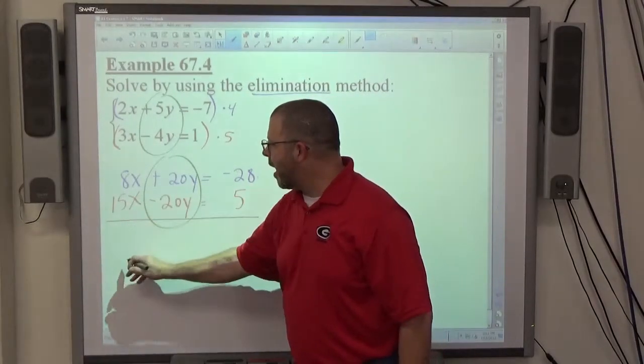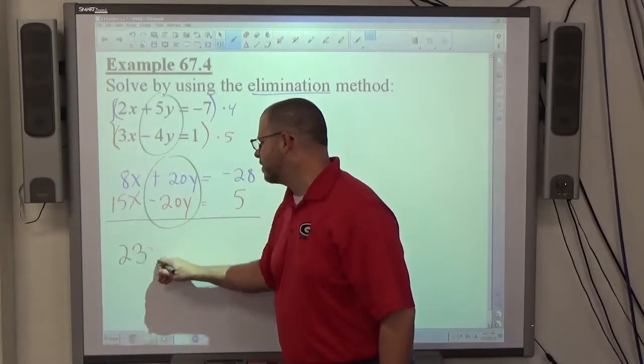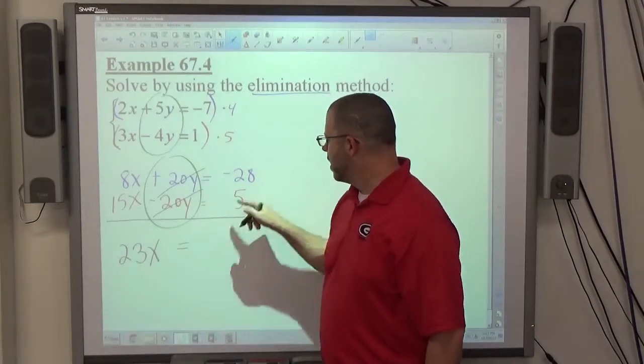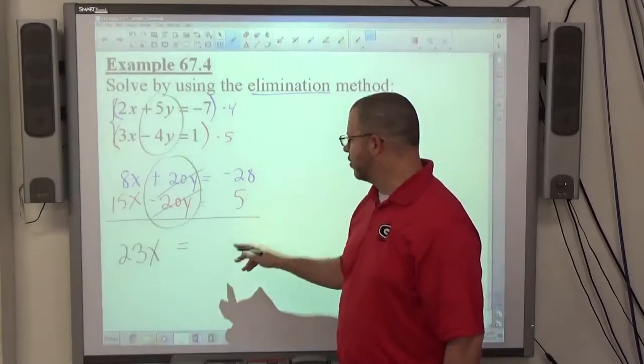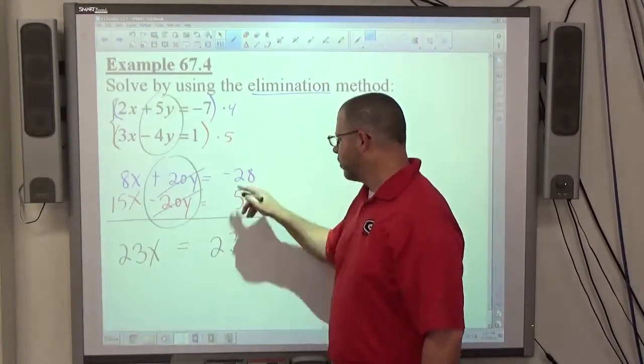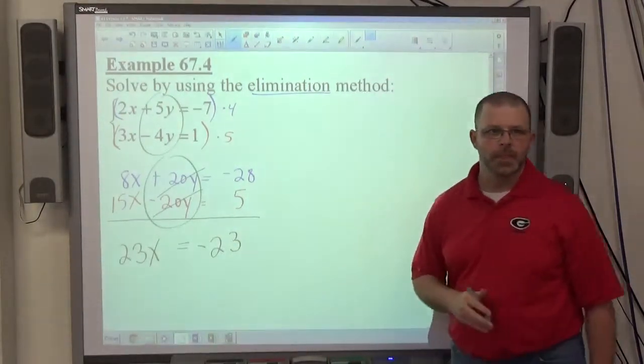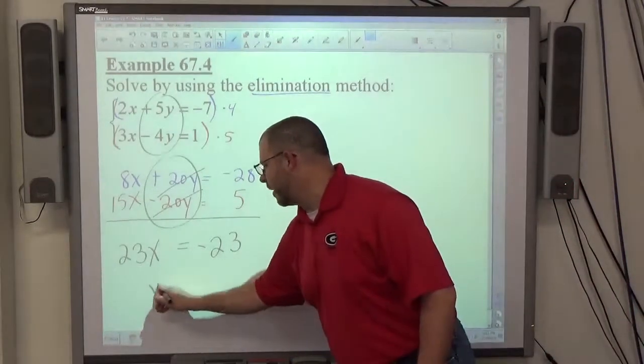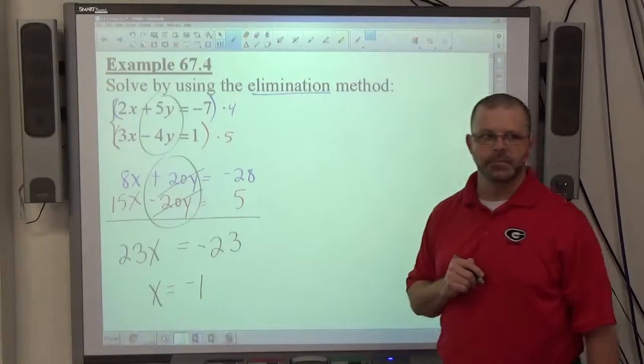8 and 15 are both positive, so I'm going to get 23x. Positive and negative 20y being opposites cancel. Negative 28 and 5 are opposite signs, so I subtract. And 28 is bigger, so it's negative. If 23x equals negative 23, we divide both sides by 23. We get x equals negative 1.